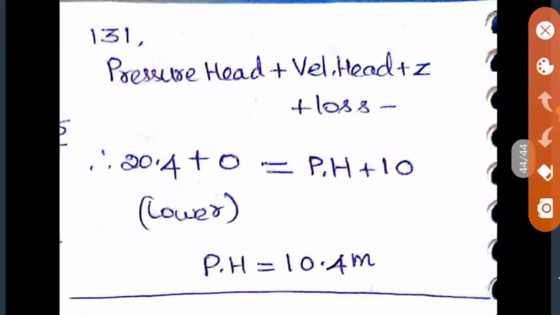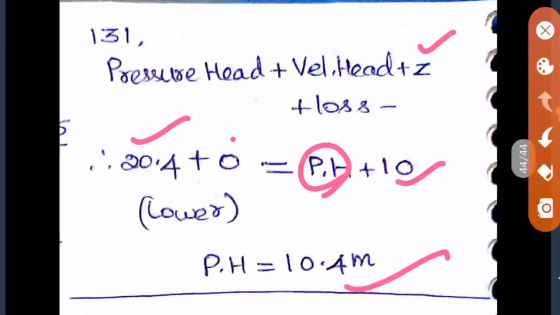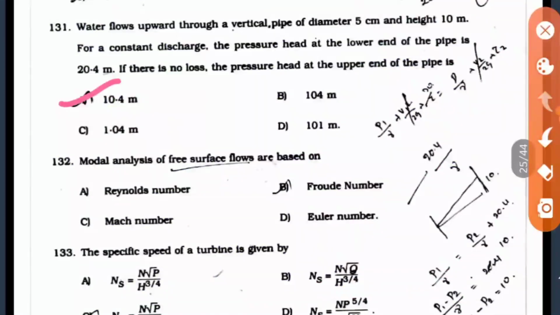Here they have given the pressure head at the lower point as 20.4 meter, so I have written 20.4 meter, and velocity head will be equal for both because it's in the same pipe. So velocity head we can neglect in this case. Then the Z, that is the datum head height: in the lower I have given 0 and in the upper case I have written 10. And losses, in the question itself they have given that no losses are there, so we can neglect the loss also. So the pressure head is equal to 20.4 minus 10, that will be equal to 10.4 meter. So option A is the answer.